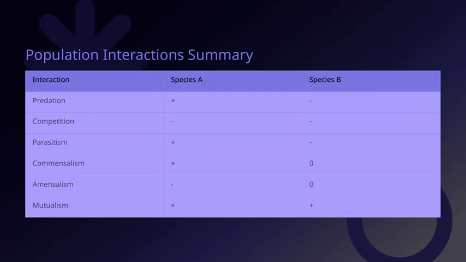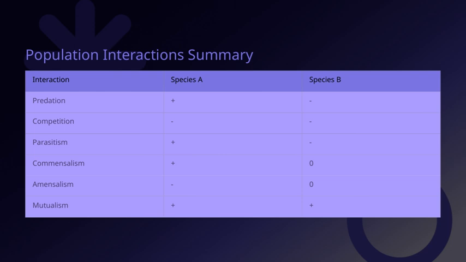Now, let's take a moment to summarize the different types of population interactions we've discussed. On this slide, you see a table that highlights how two species can interact with each other across various relationships. Starting with predation, we see that it benefits species A, which is the predator, while it harms species B, the prey. This is a classic example of one species benefiting at the expense of another.